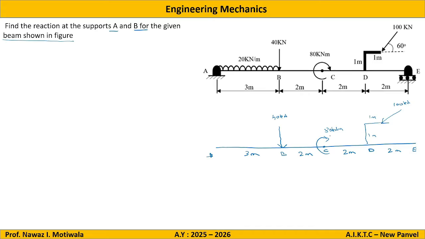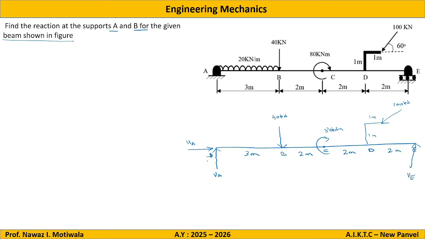Then we convert all the supports into reactions. If you observe at point A, there is a hinge support, so there will be two reactions there. One will be VA, the other will be HA. Then we have a roller at E. The roller will be replaced by one reaction, so let us say it is VE.